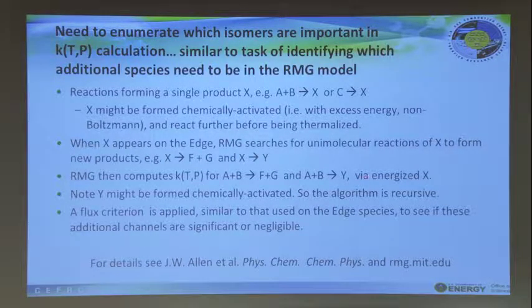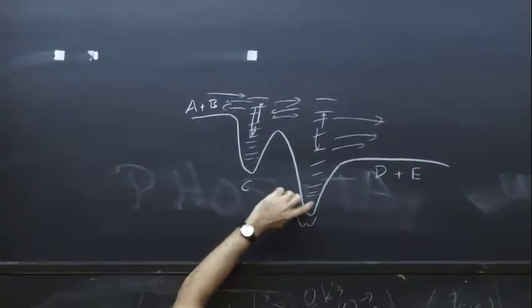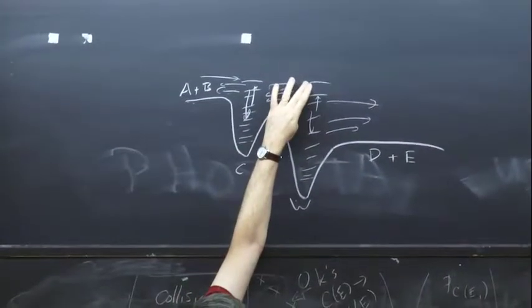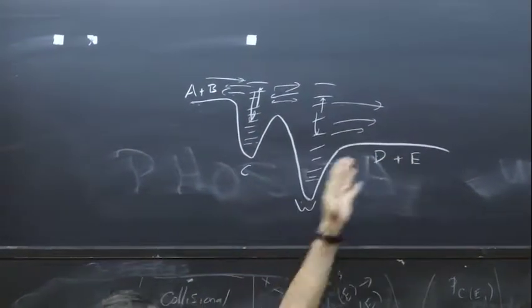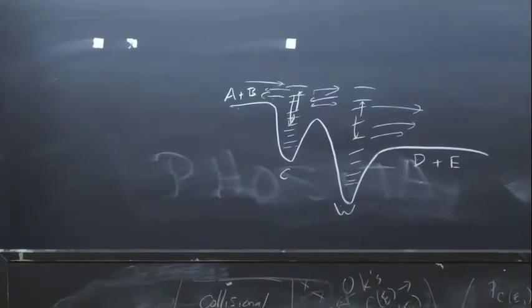And then if it makes a Y, A plus B goes to X, goes to Y, then the Y might still be chemically activated and do some more stuff, like in the case I drew here. So here it comes in, it forms the first product. This guy goes on and forms this product. This guy's even more chemically activated because you're way up high in energy, and so it's way above this, and so it might dissociate immediately. And so RMG has to continue the whole sequence until you get to bimolecular products where they can kind of cool off by translating away from each other.